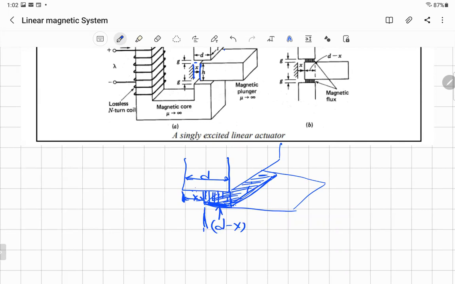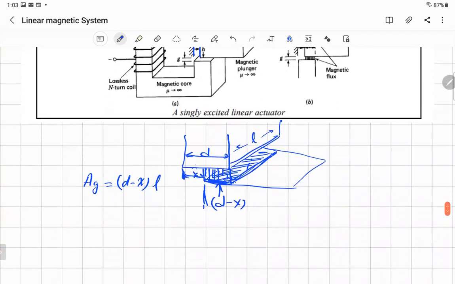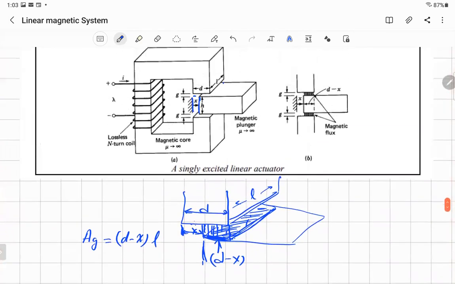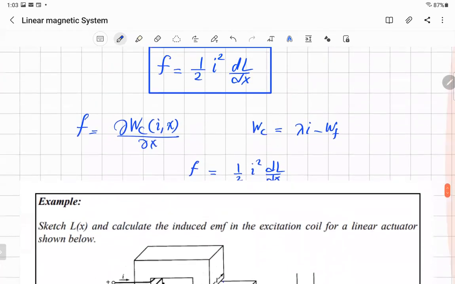What about the length of this one? It's the same as this one, and this one is equal to L, because it will move like that in this direction to the right. So that's L. So the area will be equal to D minus X times L, this rectangle. Can you see it? All right. So I'll say that the area of the air gap is equal to G minus X times L. Okay.